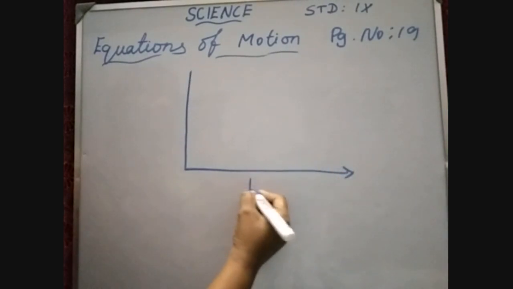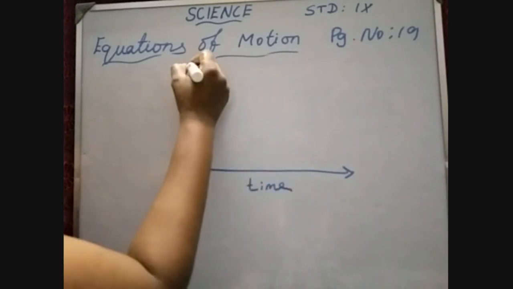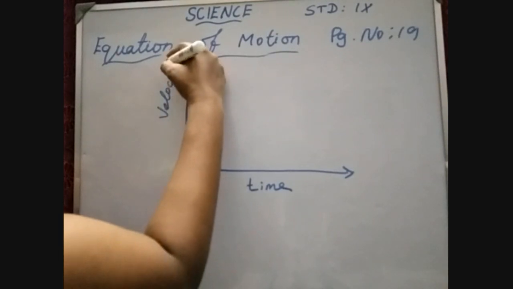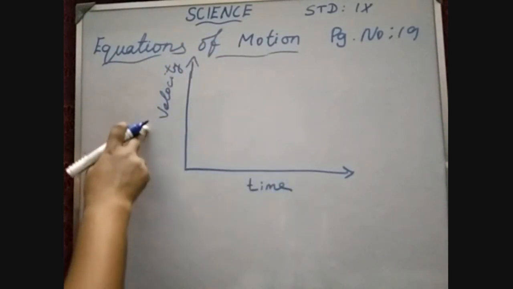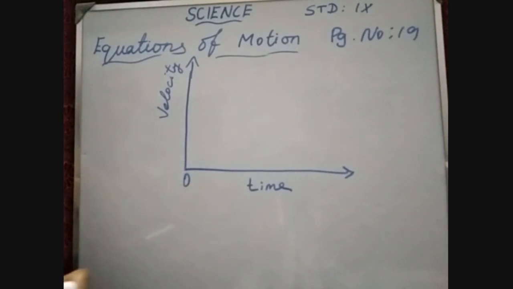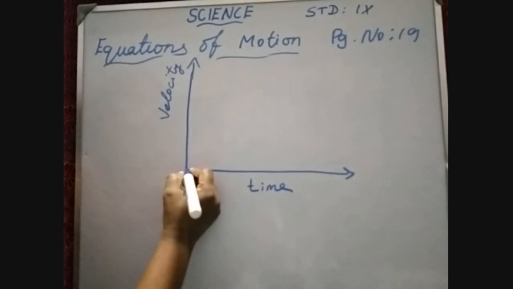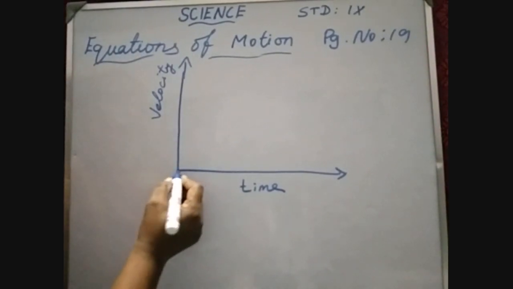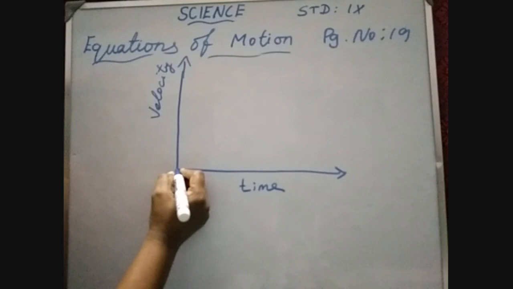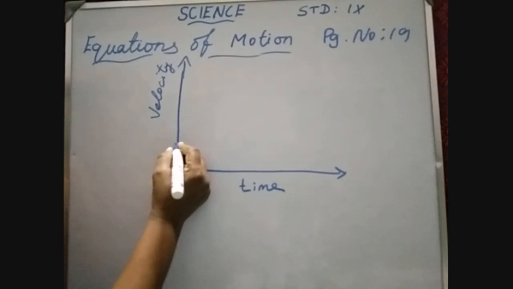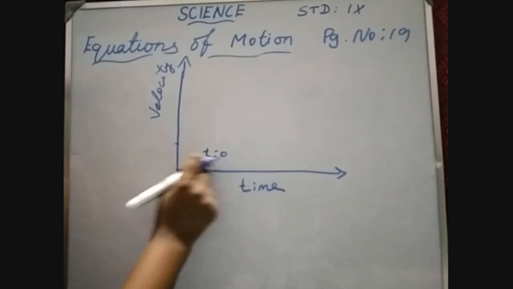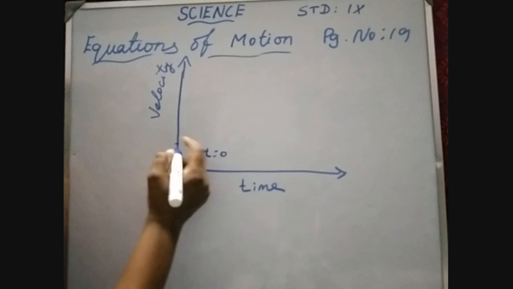Along the x-axis, time is taken. Velocity is taken along the y-axis. Here time, here velocity. Origin O. Now, a particle or a body starts from O and moves along the y-axis. Its velocity increases along the y-axis with time. At time t equal to 0, it has some velocity.